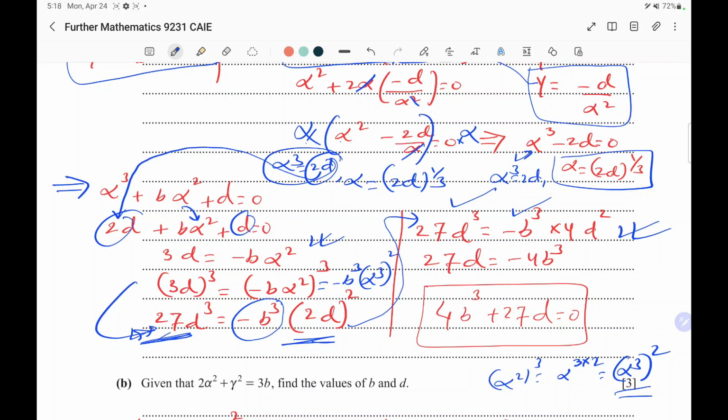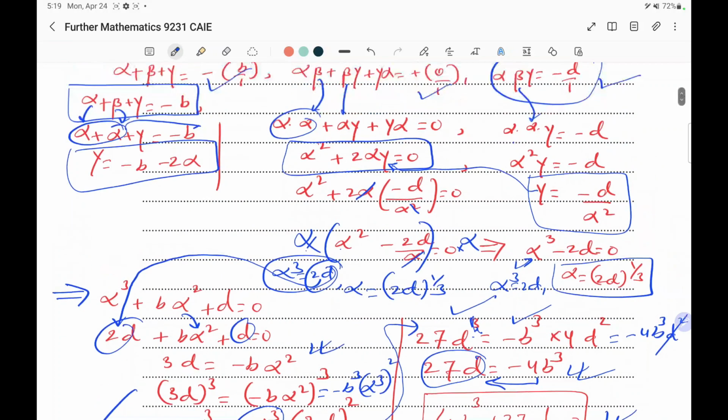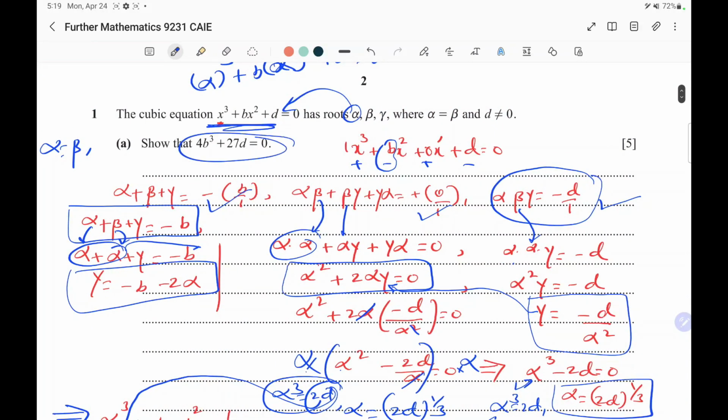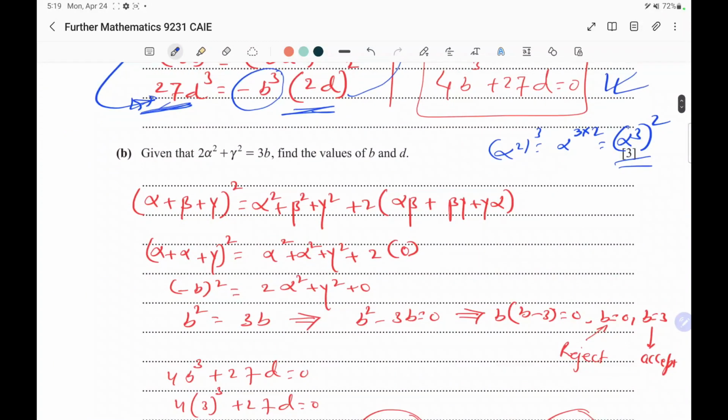Now 27d cube, and this is basically minus 4b cube d square, right? So this is d cube and this is d square. So d cube over d square is d only. So 27d and minus 4b cube I got here. Now shift to the left side: 27d plus 4b cube equals 0. So we have proved this, 4b cube plus 27d equals 0.